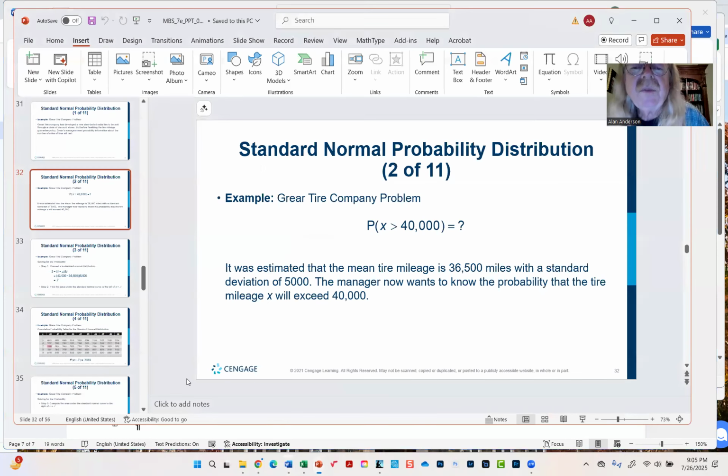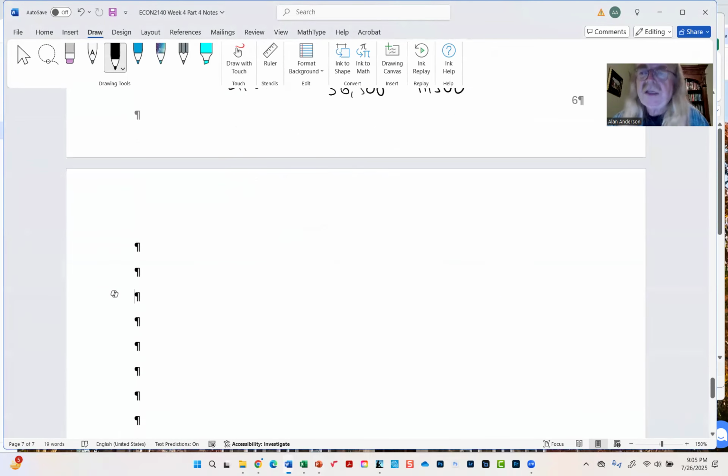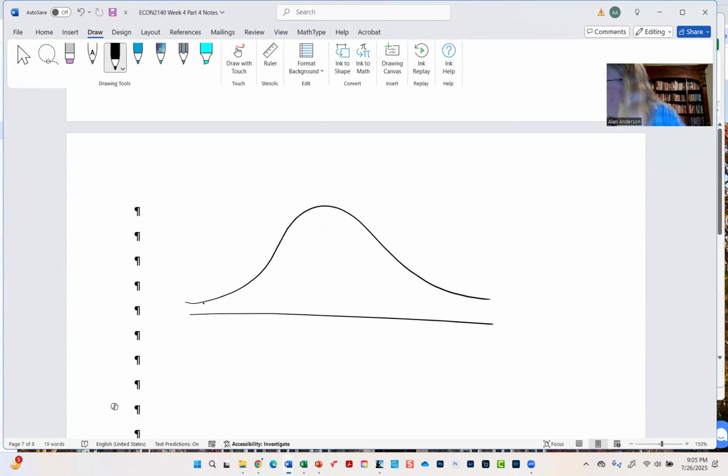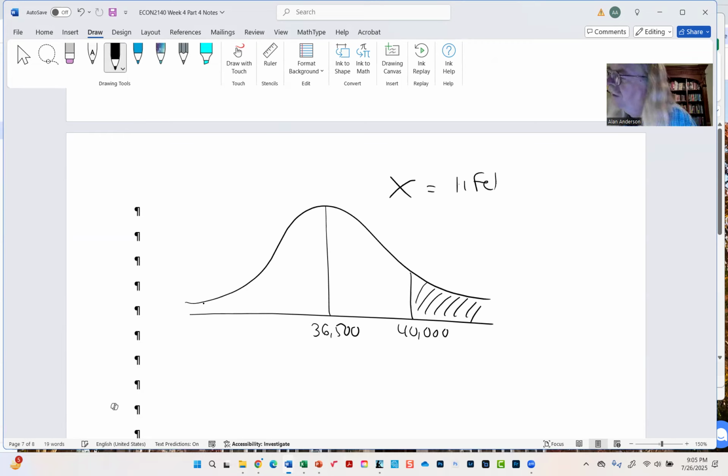So the question is now, what's the probability that a tire is going to last more than 40,000 miles? So let's say they're thinking about choosing that as the warranty. And so, in other words, now, by the way, we're using the letter X again. X is the lifetime of a tire. The mean, again, is 36,500. The standard deviation is 5,000.